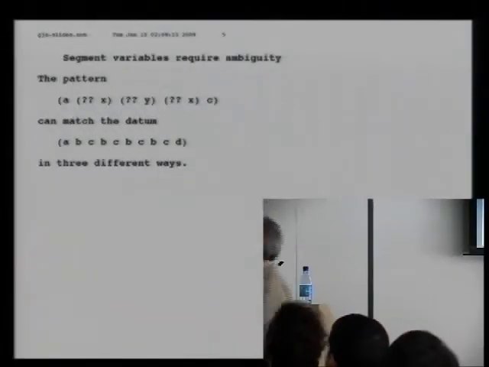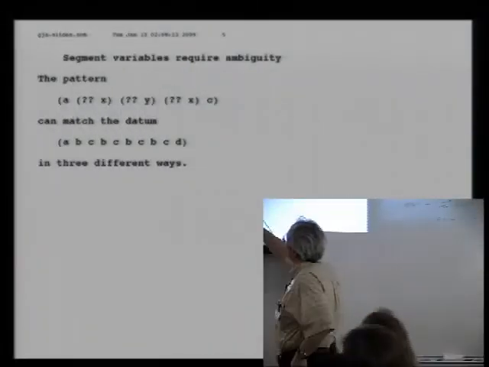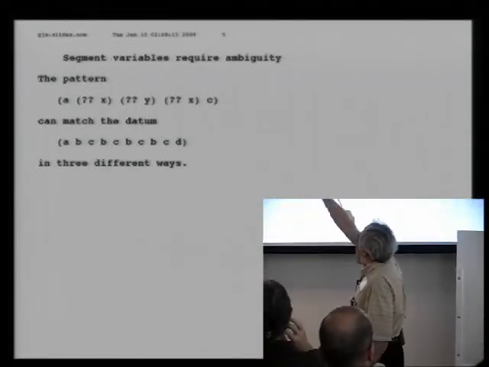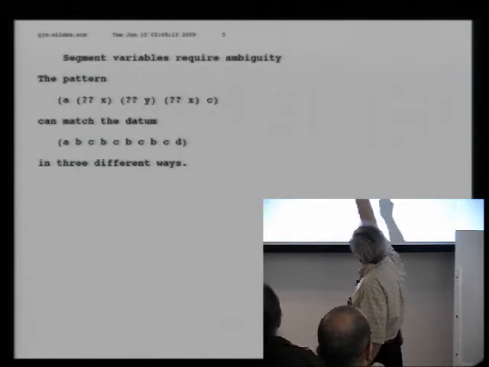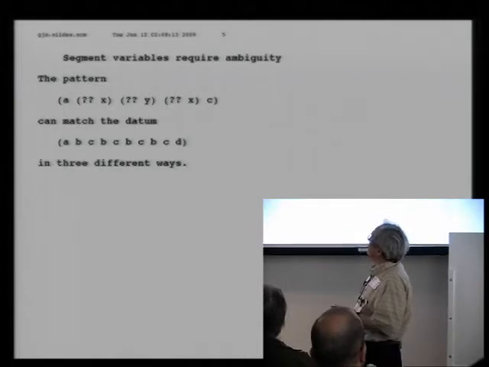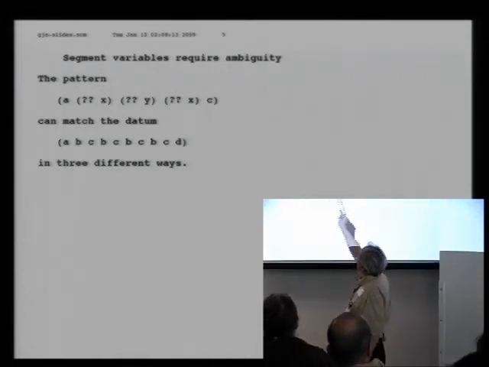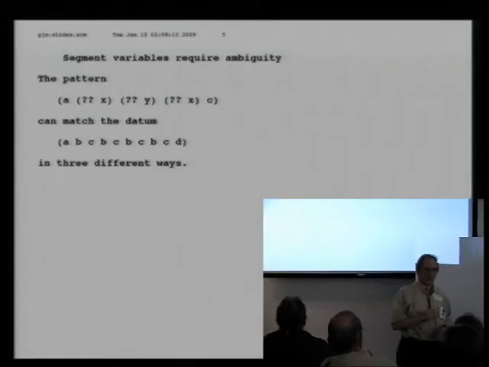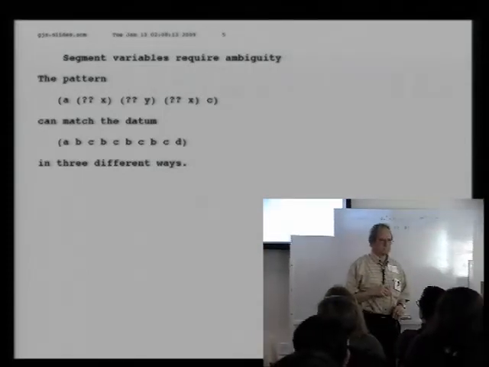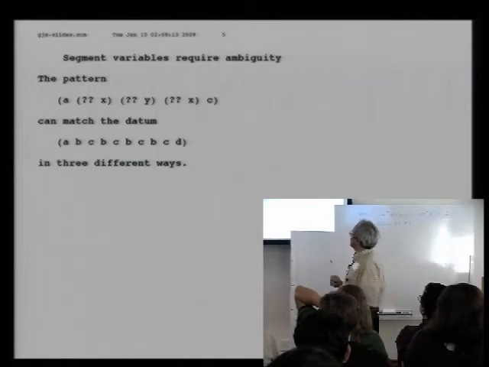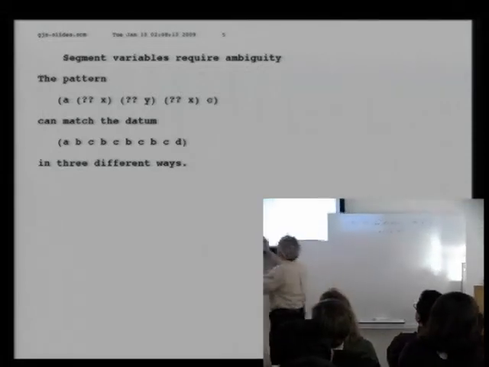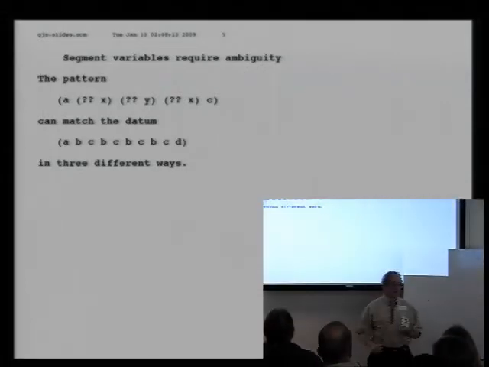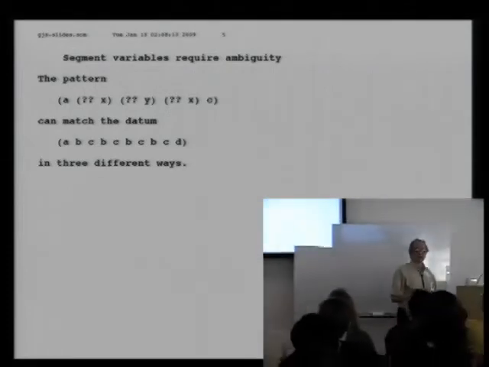Okay? Now, once we have segment variables, there are complicated things that happen. So, for example, if I have this strange pattern, A followed by any number of things which we will call X, followed by any number of things called Y, followed by another any number of things called X, then followed by a C, I may have to match something like this, and there are actually 3 possible matches. Do you see them? Where does the D go? Oh, that was a typo. Whoops, that should be a D at the end here. Obviously, I was editing my slide and blew it.